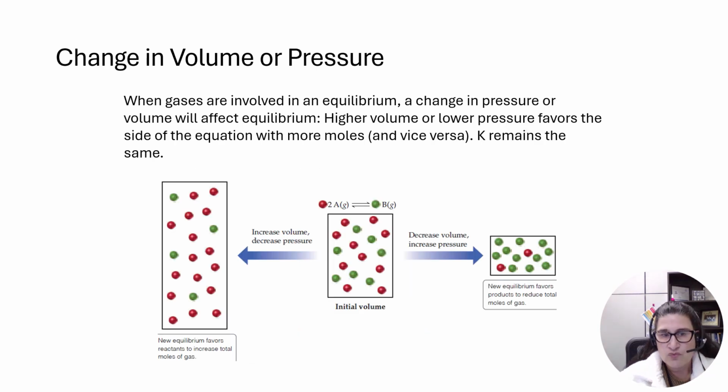Okay, if we have gases involved, then we look at pressures. If we have a change in pressure or volume, because pressure and volume are inversely related, then if we have a higher volume, that means we're going to have a lower pressure. So if we lower the pressure, we would want the pressure to go back up, do the opposite to undo that. And that means we're going to go to the side that has more moles of gas, because more moles of gas is going to create a higher pressure to undo that lower pressure.